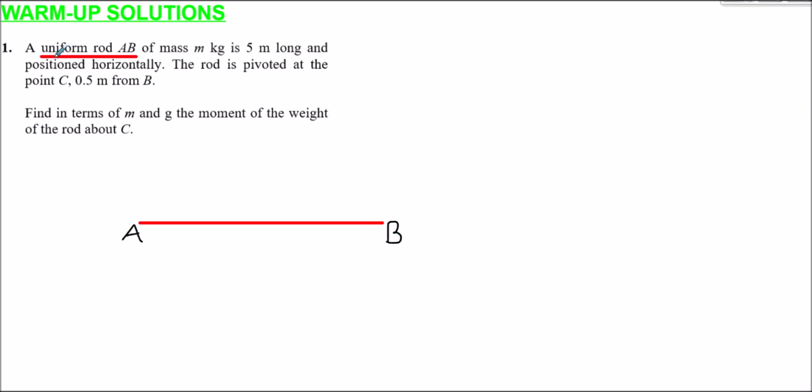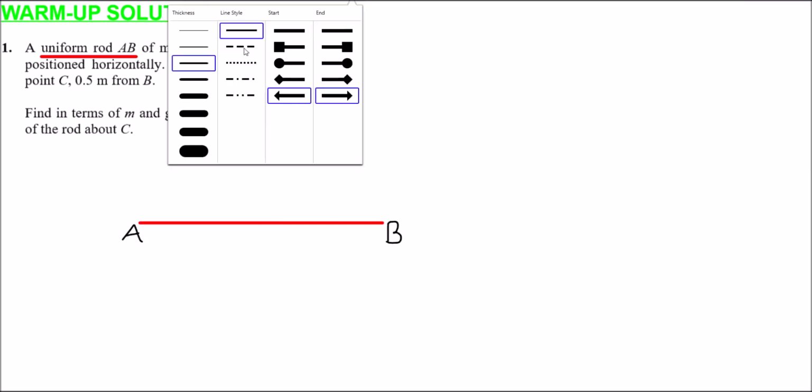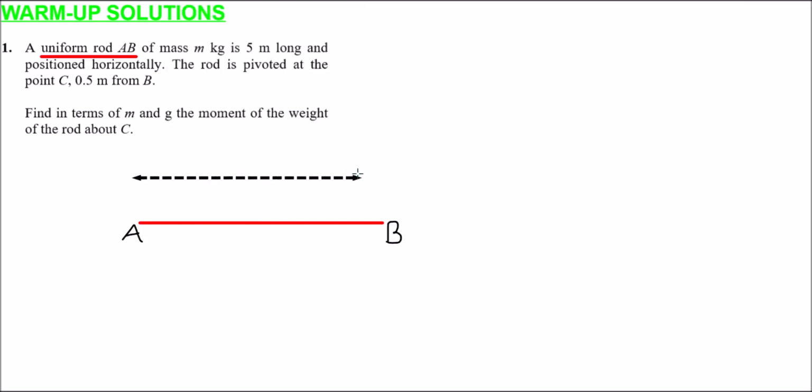Uniform means that its mass is evenly distributed along its length. Another way of saying this is if a rod is uniform, its centre of mass will be in the middle of it. So this rod here has a mass of m, and that's going to be acting at the centre of mass, which is halfway along its length, which is 5. So I'm going to label in that its length is 5. Therefore, its centre of mass will be acting in the middle of this. So I'm going to put in there the weight of it. If it's got a mass of m, the weight will be mg.